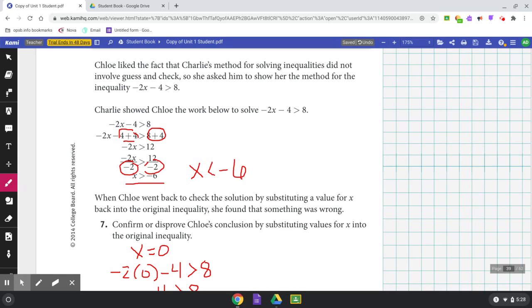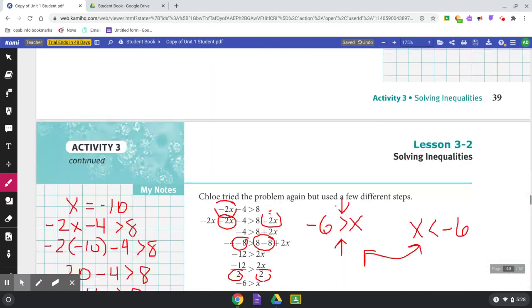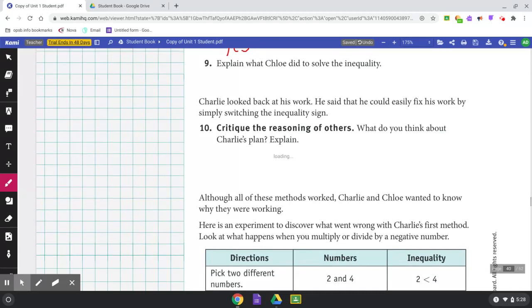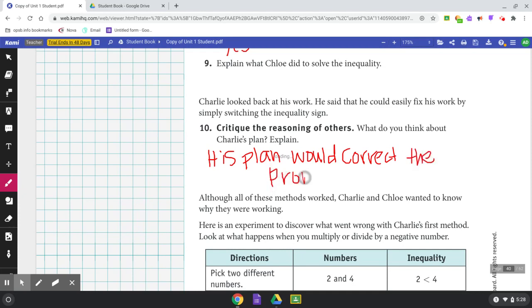So what do you think about Charlie's plan? Well, his plan would be correct. If he did flip his inequality sign, then that would make this statement true because x is less than negative 6. So it would make Charlie's answer correct. His plan would correct the problem.